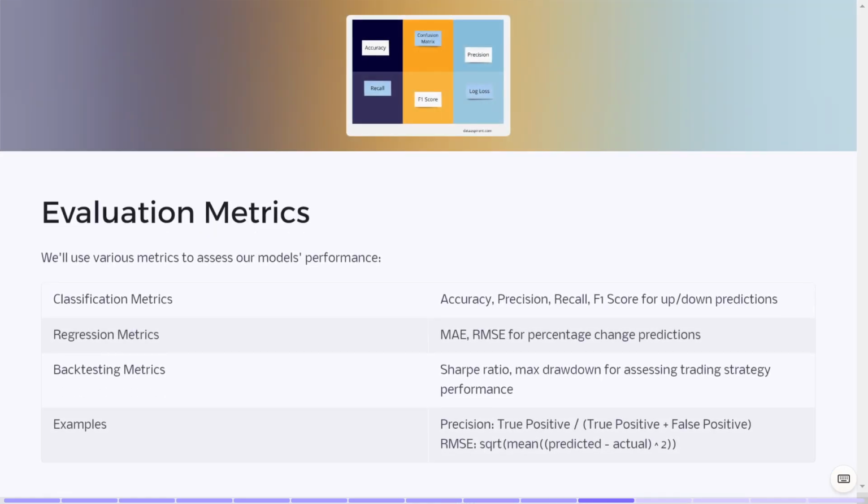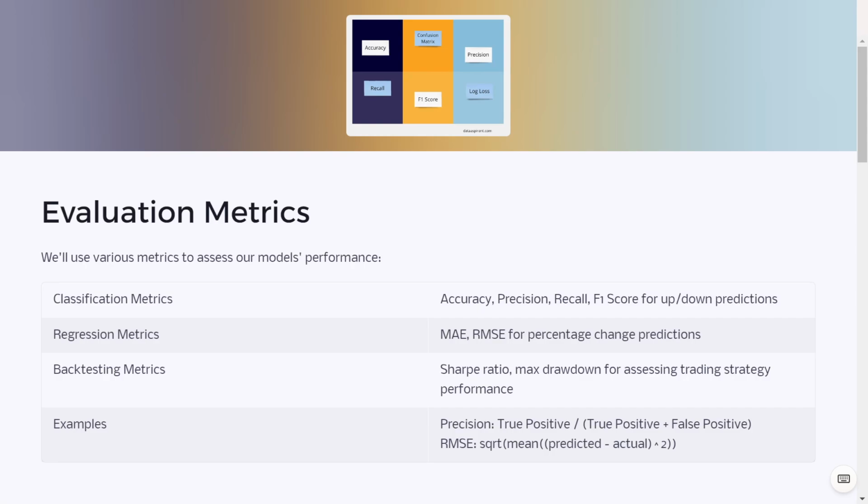To assess our model's performance, we used a combination of classification and regression metrics. For classification models, we focused on accuracy, precision, recall, and the F1 score. These metrics gave us a balanced view of the model's ability to predict up or down movements correctly. For regression tasks, where we predicted the percentage change in price, we used mean absolute error, MAE, and root mean squared error, RMSE. MAE provides a simple average error magnitude, while RMSE penalizes larger errors, giving us a clearer picture of our model's predictive quality.